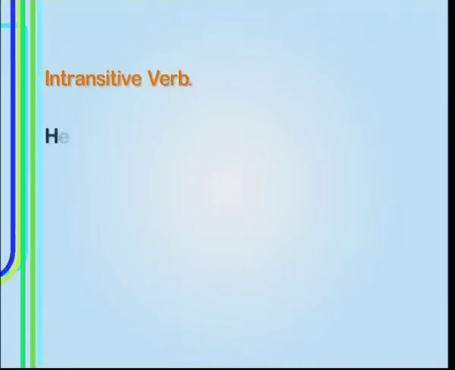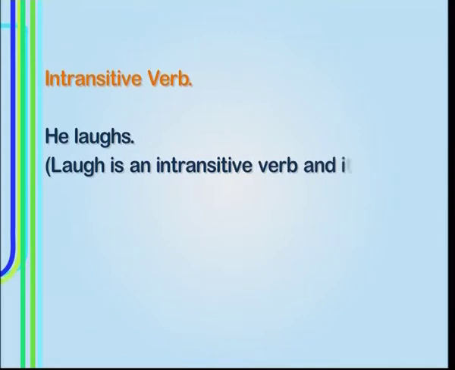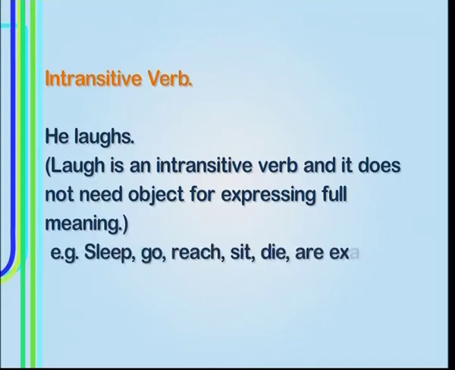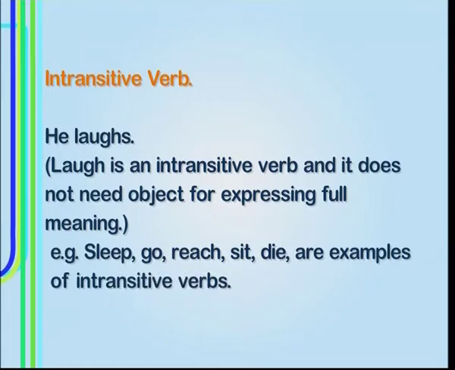Intransitive verb: he laughs. Now here, laugh is an intransitive verb and it does not need an object for expressing full meaning. For example, sleep, go, reach, sit, die. These are examples of intransitive verbs.